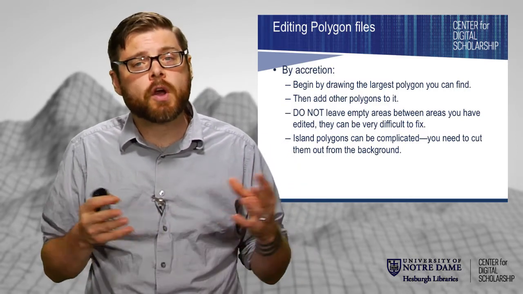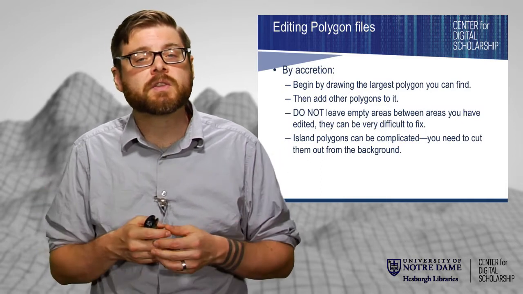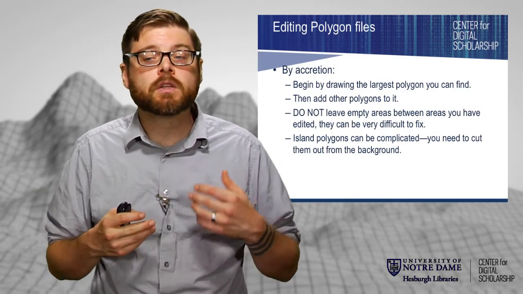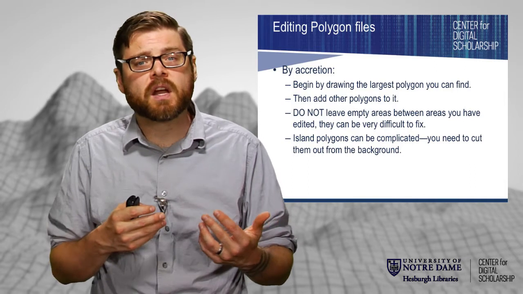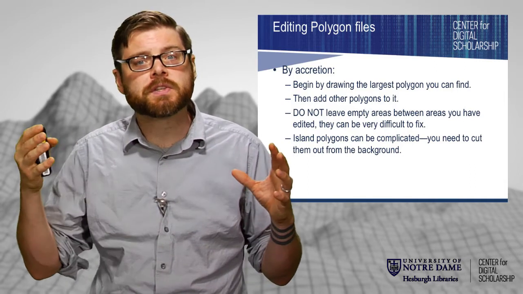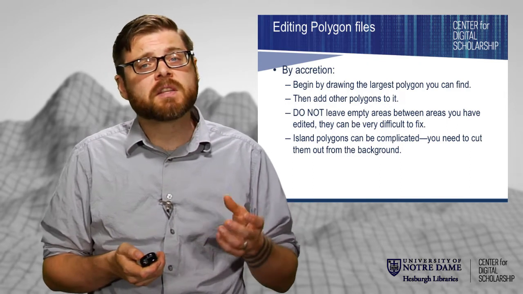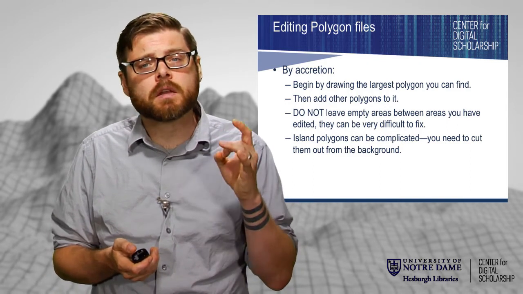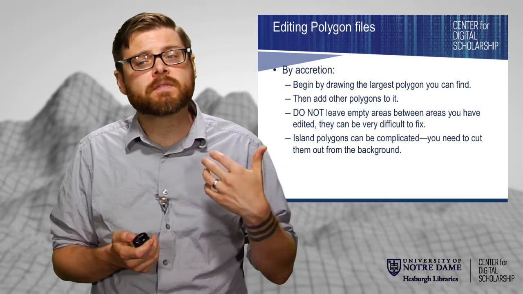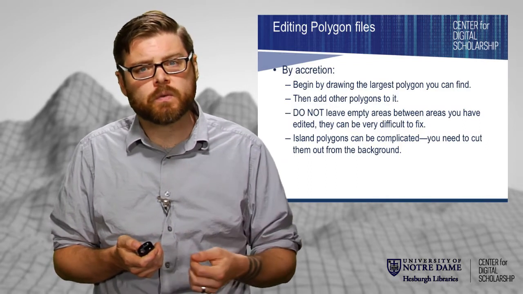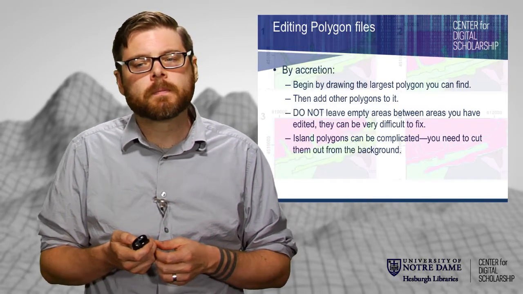So the first way to do this, the autocomplete way, is what we call by accretion, where we're going to begin by drawing the largest polygon we can find and then building others onto it, using these autocomplete polygon tools to build out and keep exactly the same edges. And if we have any island polygons, if we have one that's completely within another one, we have to use another tool. We have to cut it out of the original one using the cut tool.